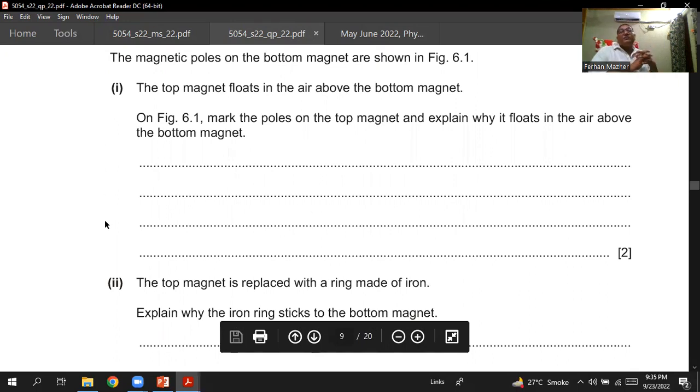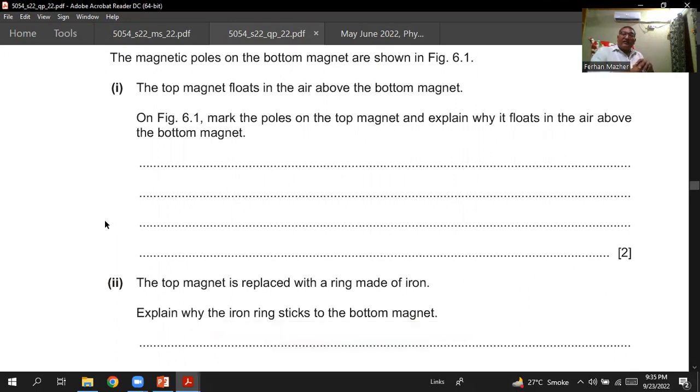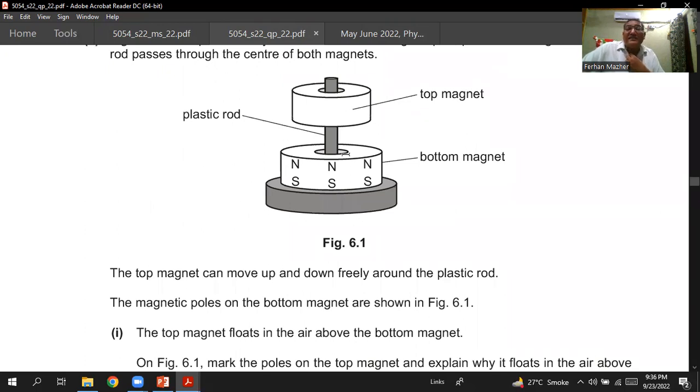On the figure 6.1, mark the poles on the top magnet and explain why it floats in the air above the bottom magnet. You see, if it's floating, it means the top magnet's bottom surface is north and the top surface is south. So this north and this north, because they are like poles, will be repelling each other. Due to this force of repulsion, which will be more than the weight of this top magnet, that's why the top magnet is floating.